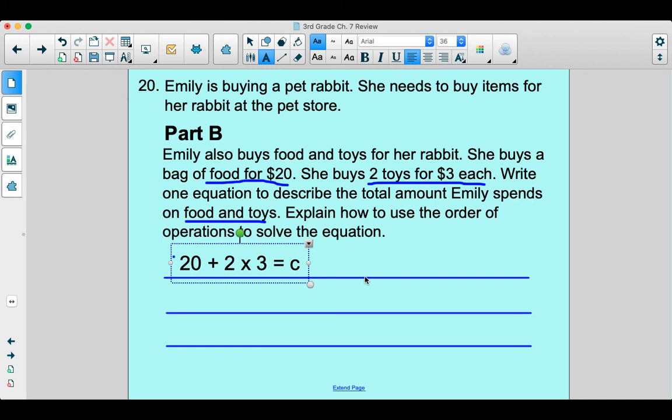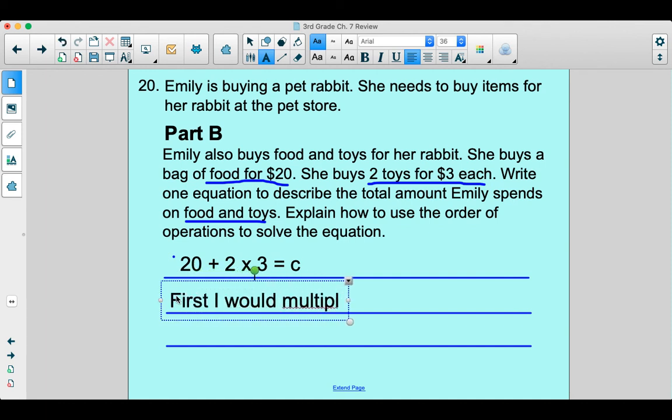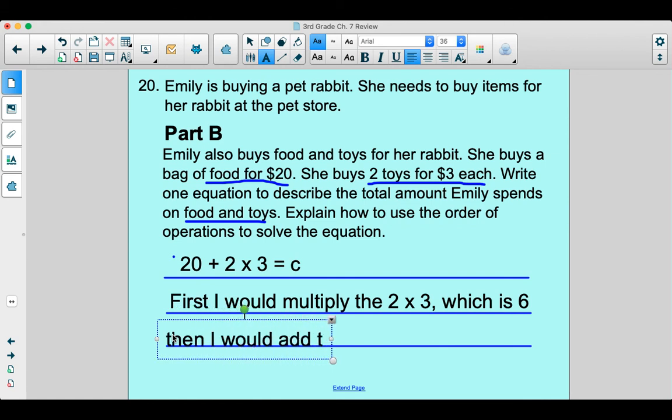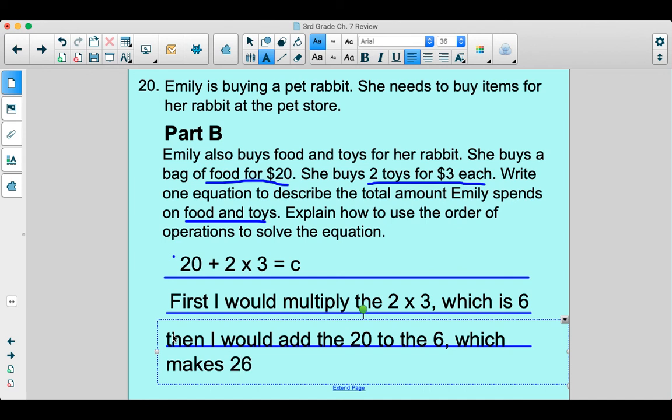All right, so how would we solve this though? So if we were using the order of operations, would we add the 20 and the 2 first, or would we do the 2 times 3 first? So it says explain how to use the order of operations to solve. So first, I would multiply the 2 times 3. And that makes sense, right? Because that represents the 2 toys for $3, which is 6. Then I would add the 20 to the 6, which makes 26.